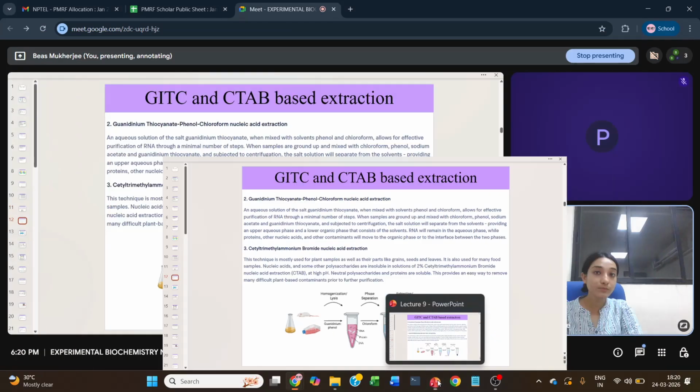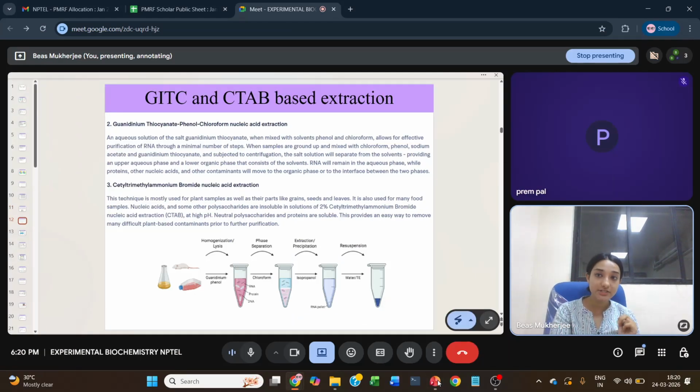Now there are two very interesting things. One is GITC mediated nucleic acid extraction, and the other one is CTAB mediated extraction. So let's look at this. Guanidine isothiocyanate. What is this? An aqueous solution of the salt guanidine thiocyanate, when mixed with the solvents phenol and chloroform, allows for effective purification of RNA through a minimal number of steps.